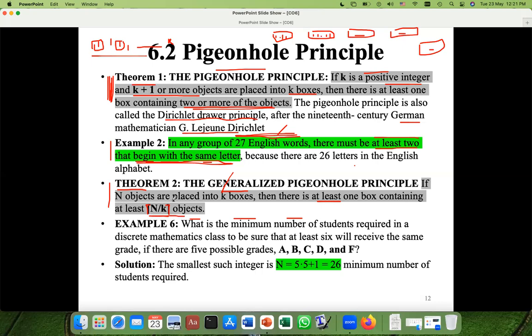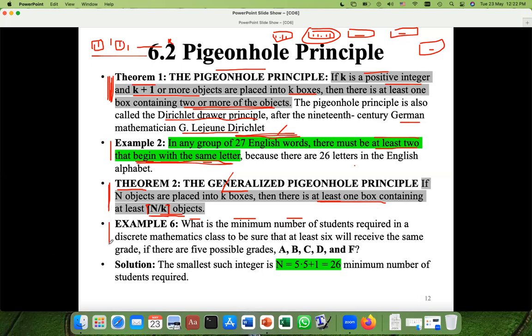So now n objects are placed into k boxes. When you place them, all arrangements are possible, but at least there will be 1 box in which you will have ceiling of n divided by k objects. Now you have those objects here. So this is the statement of theorem 2.